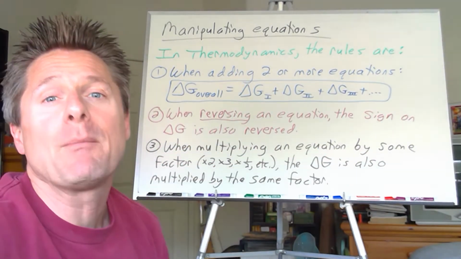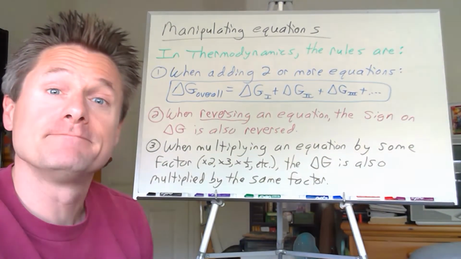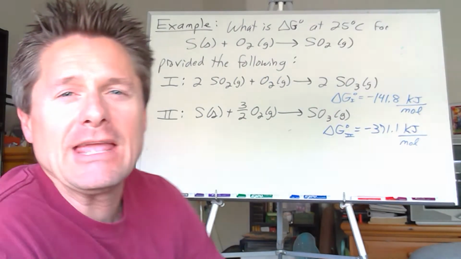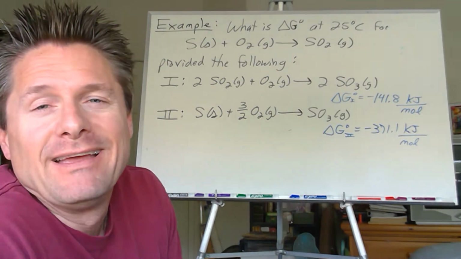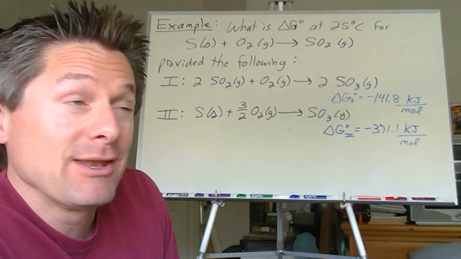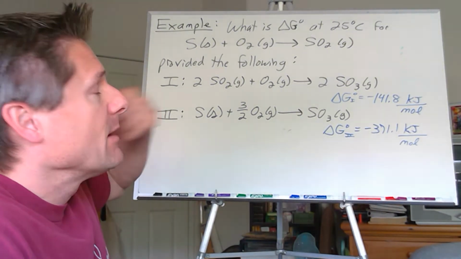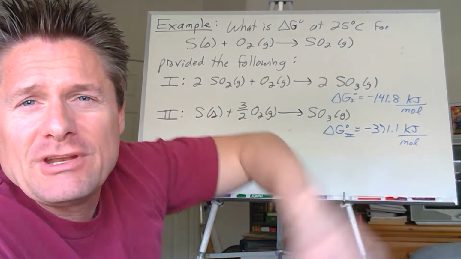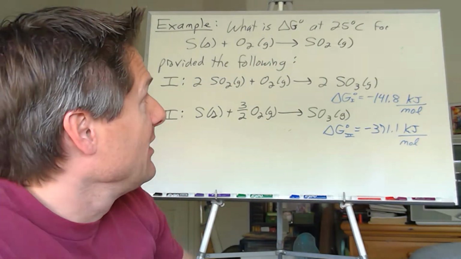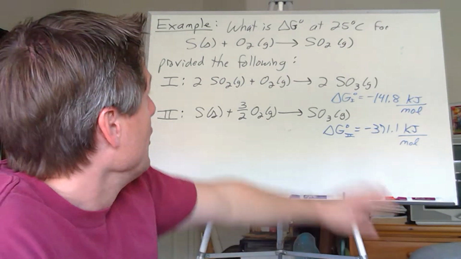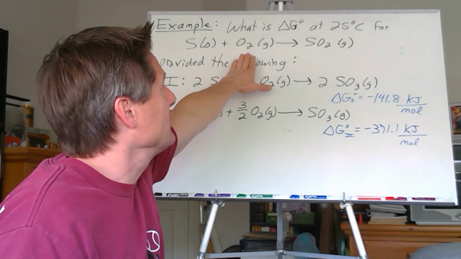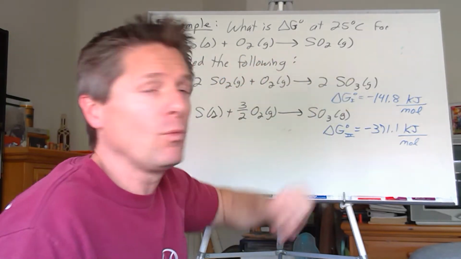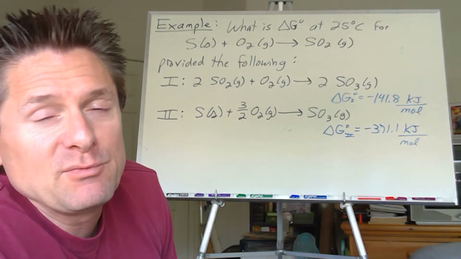So let's do one example just to see if you remember how to do this. All right, get your thinking caps out, or if you need to go review your notes from thermochemistry from first semester general chemistry, you might want to do that. All right, here we go. What is delta G naught, at standard conditions in this scenario at 25 degrees Celsius, for the following reaction: 1 mole of solid sulfur plus 1 mole of diatomic oxygen gas, giving us 1 mole of sulfur dioxide gas. Seems pretty simple.